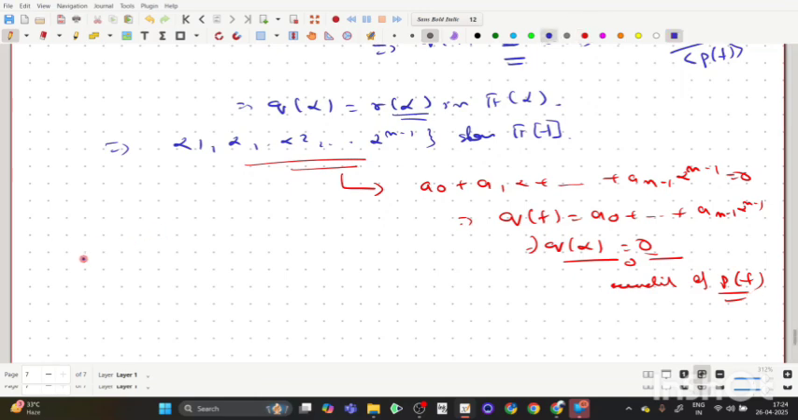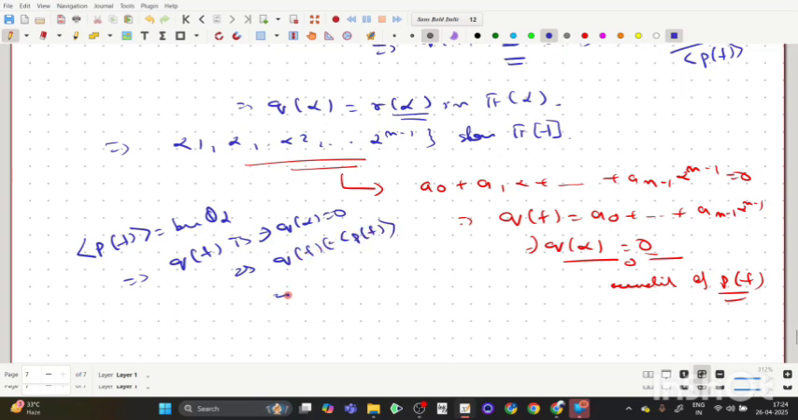In other words, if you recall, because this is the kernel of phi alpha, what does this mean? If q(t) is such that q(alpha) is 0, then q(t) must be in the ideal generated by p(t), which means p(t) would divide q(t). That's why the term minimal polynomial. It's a minimal element which has alpha as a zero. But if the degree of q is strictly less than the degree of p, then this contradicts this division. Therefore this is not possible, so every a_i must be 0. In other words, this collection is linearly independent.